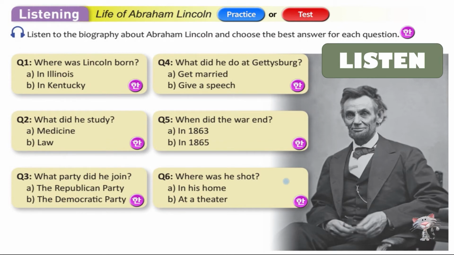Abraham Lincoln was born in Kentucky. He studied law at university. Later, he joined the Republican Party. During the American Civil War, he gave a speech at Gettysburg. The American Civil War ended in 1865. In the same year, Abraham Lincoln was shot at a theater.